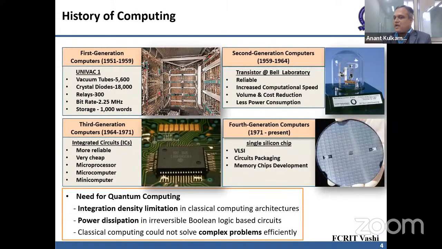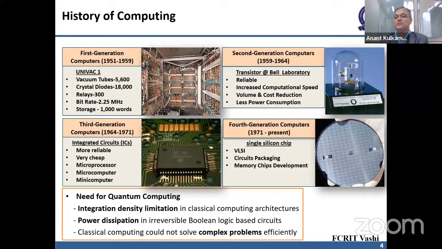Right. When we talk about computing, we need to look back and see in the literature what the history of computing is. When we talk about computing, we talk at the computer level, the algorithm level, the coding level or the software level. But at the realization level, there have been 4 generations.